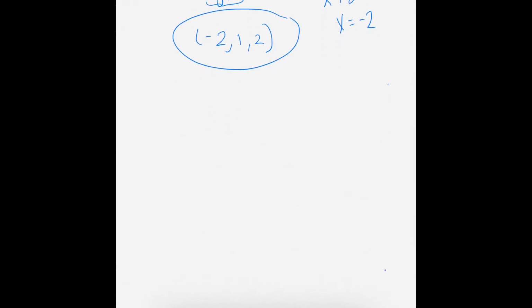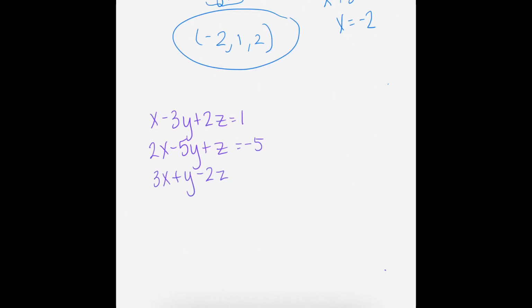All right, so let's solve one that is a little harder than that. Let's just say we have this system: x minus 3y plus 2z equals 1. 2x minus 5y plus z equals negative 5. 3x plus y minus 2z equals negative 1. All right, this is our system. Let me just double check to make sure I didn't write anything down wrong, because that'll throw everything off. All right, looks good to me.